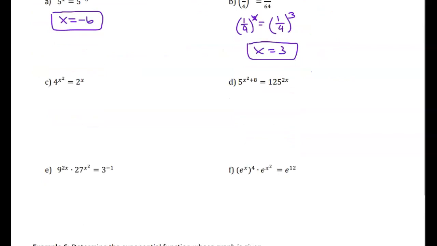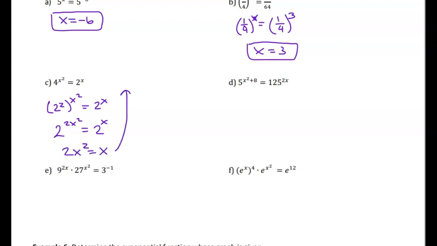Let's look here. 4^(x squared) equals 2^x. Change the 4. So 4 equals 2 squared, to the x squared, and 2 to the x. Exponent rule says that these exponents multiply. So this is 2 to the 2x squared, which equals 2 to the x. Now my bases match, so I can get rid of them. We get 2x squared equals x. All right, so now we need to solve this. It's a quadratic equation, so we're going to subtract x, make it equal to 0. Factor out an x, we get x times (2x minus 1). And we get two solutions. x is 0 or x equals 1/2. Right, so we have two possible solutions here.